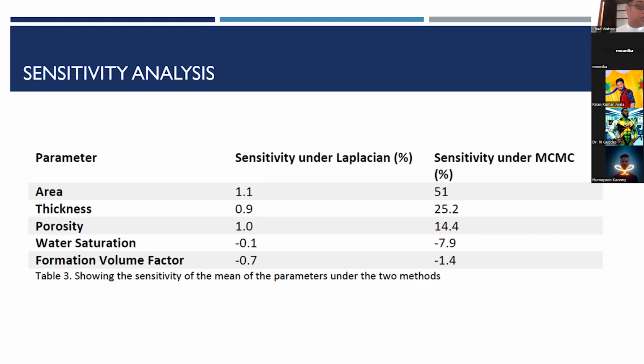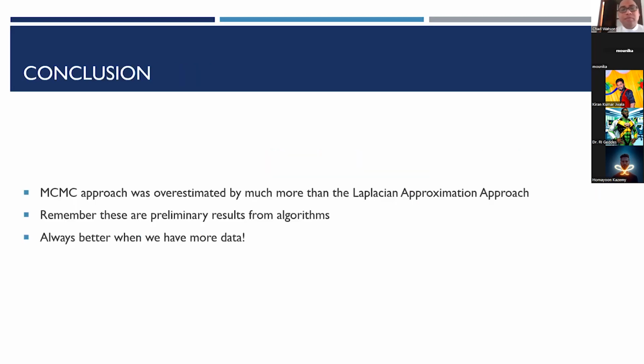And this is just to show you that this technique is actually a little more robust in terms of knowing how sensitive it is to the parameters. So this is what I have under the sensitivity analysis. Right. So as I promised, the MCMC approach overestimated, much more than the Laplacian approximation. So those are the key takeaways. So I know for a fact that this approach can be used in calculating the oil in place.